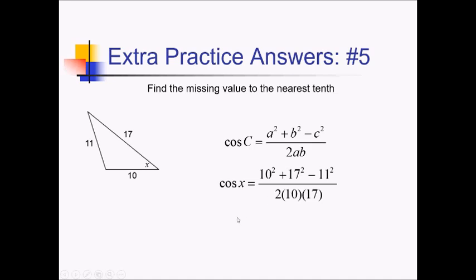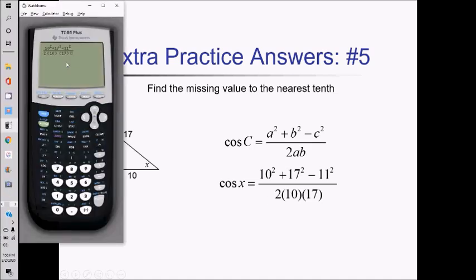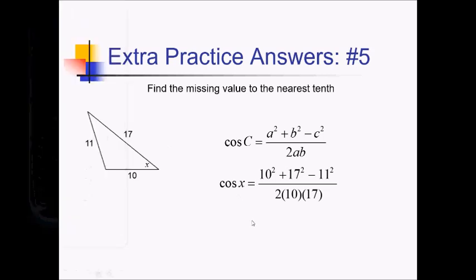Let's simplify the right side on the calculator. And if I just enter that into my fancy fraction mode from alpha y equals, and I press enter, that's 67 over 85. Okay, I'll take their word for it. That's what cosine of x equals.